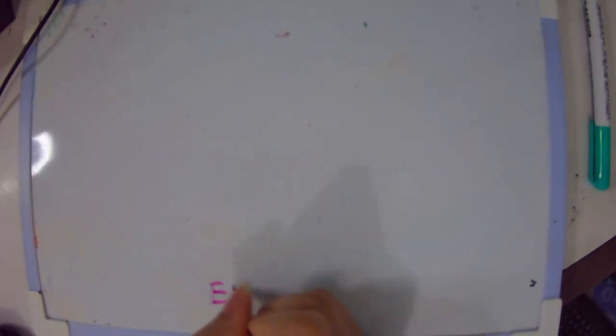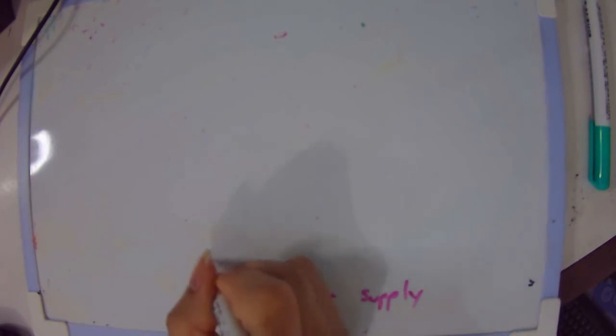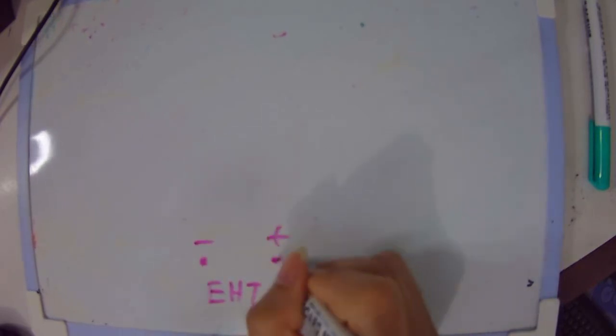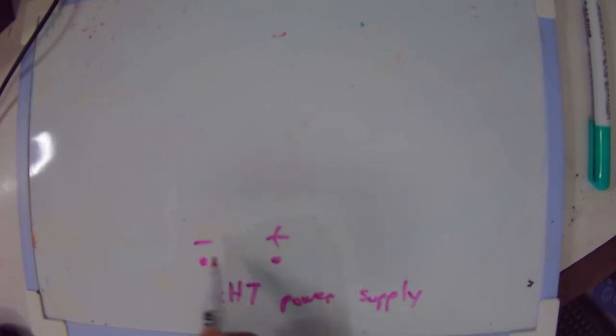So you begin with, well, first you have here the power supply. So we have the EHT, extra high tension power supply. This power supply supplies the circuit with a high voltage, maybe at least several hundred volts or more. And of course, we have the negative side and the positive side. So pay attention to where the negative side and the positive side are. In this case, it does matter a lot.